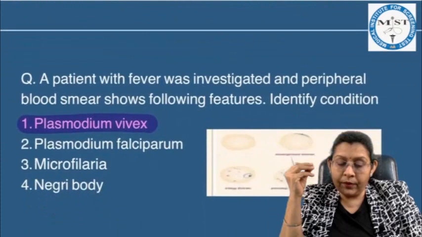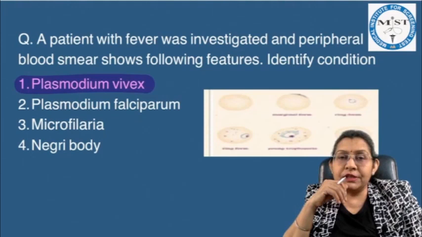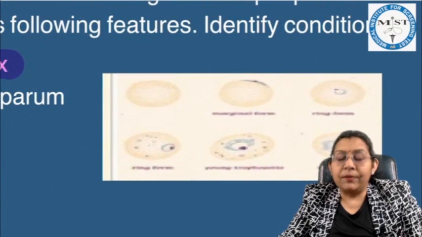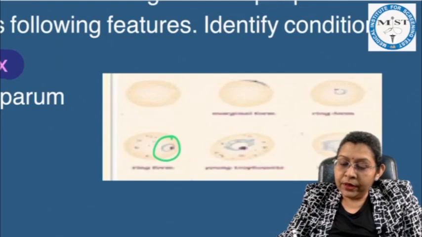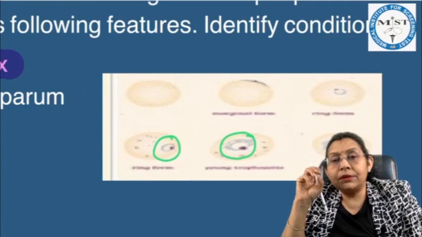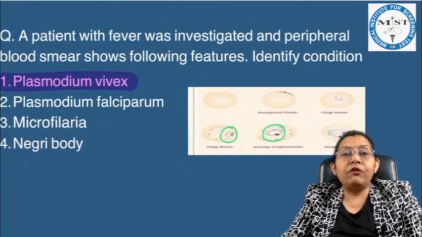A patient with fever was investigated and the peripheral blood smear shows the following features. Identify the condition. Now, as you could see in the image, there is a ring form seen in RBCs and the single ring form is visible. And this form is almost covering half of the size of the RBC, a little bit bigger. So they are in favor of the ring form of Plasmodium vivax infection.